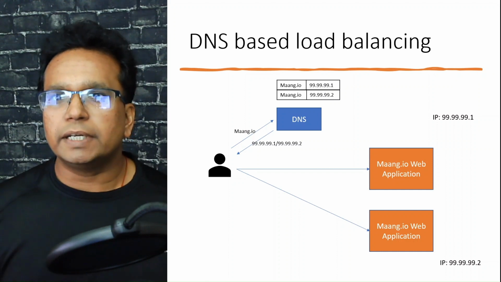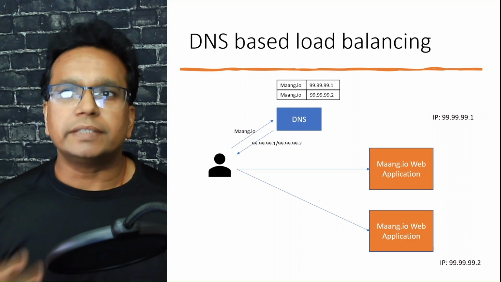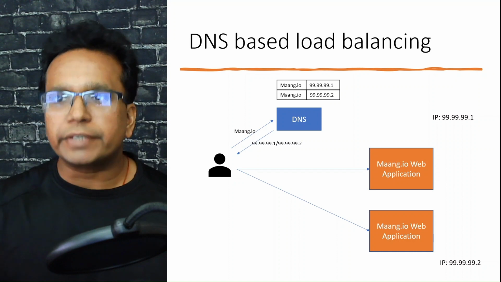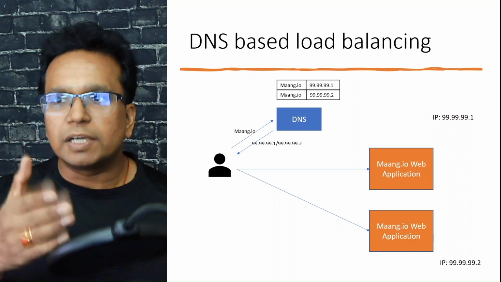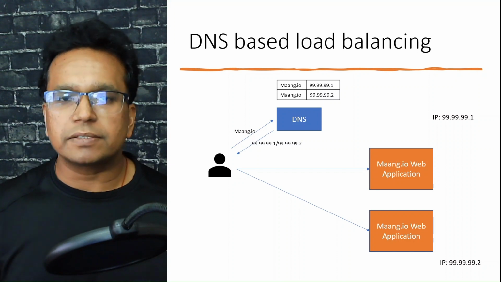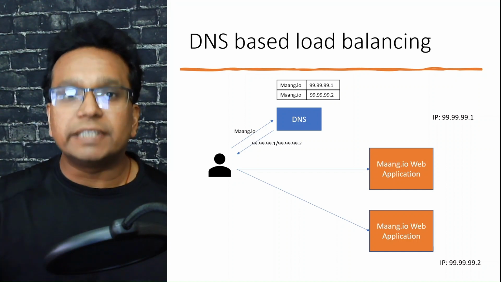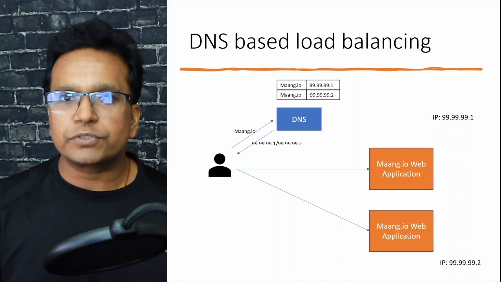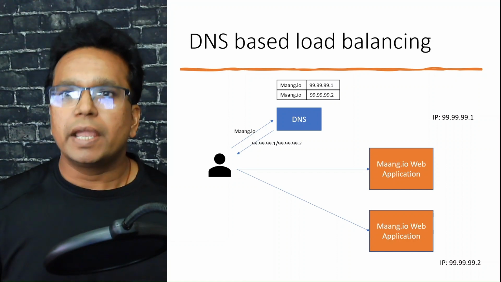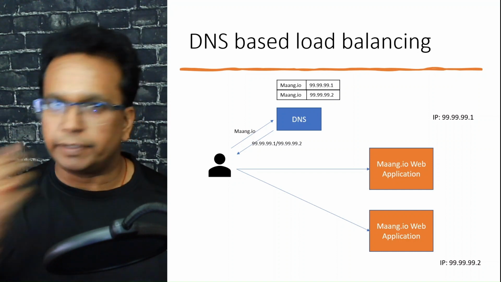So this is what DNS based load balancing is. It's also known as DNS round robin. It's a technique for distributing incoming traffic across multiple servers using DNS. So instead of using hardware or software load balancers to distribute the traffic, DNS based load balancing relies on the DNS to resolve domain names to multiple IP addresses, each of which corresponds to a server that can handle the incoming traffic.